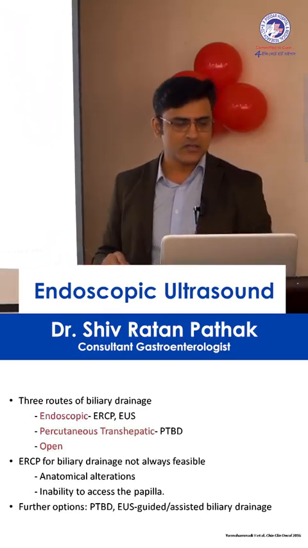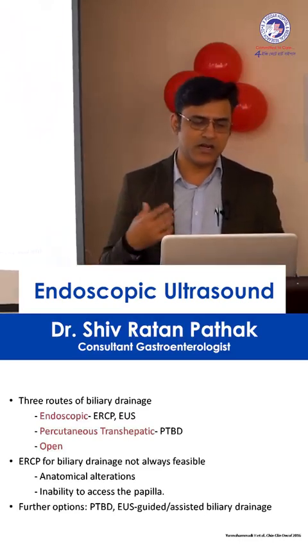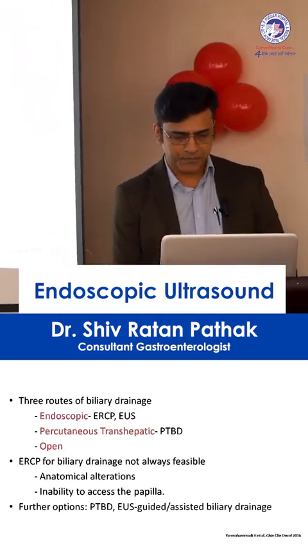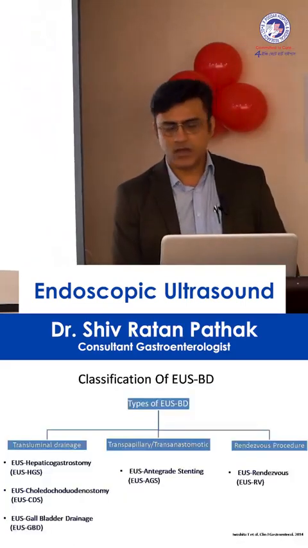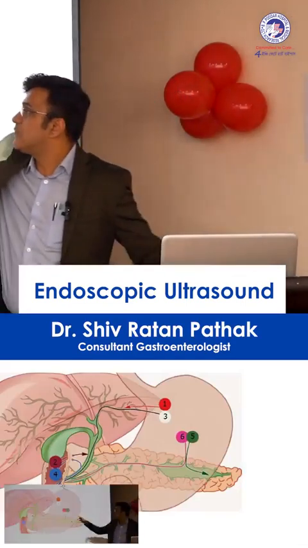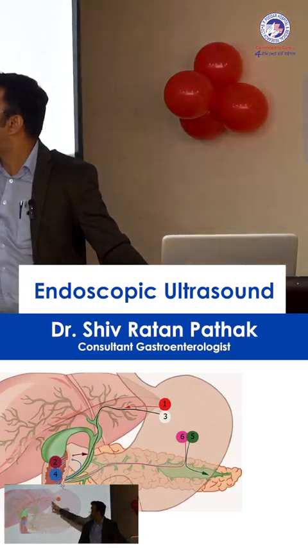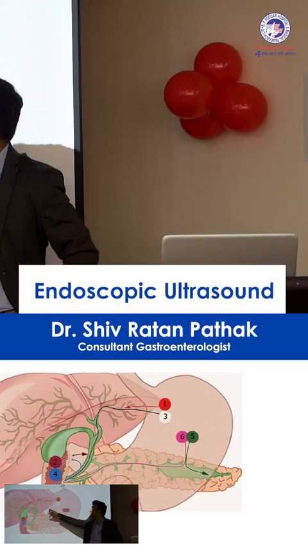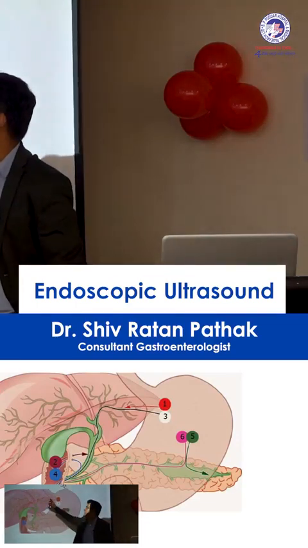All will get less. So if ERCP is not feasible due to anatomical alterations or inability to access the papilla, we can do it via EUS. So I'm just going to show you. This is part one. Here we go from the stomach to the hepatic part. These are known as hepatic ducts. This is known as hepaticogastrostomy. We can do it directly from hepatic to gastric.